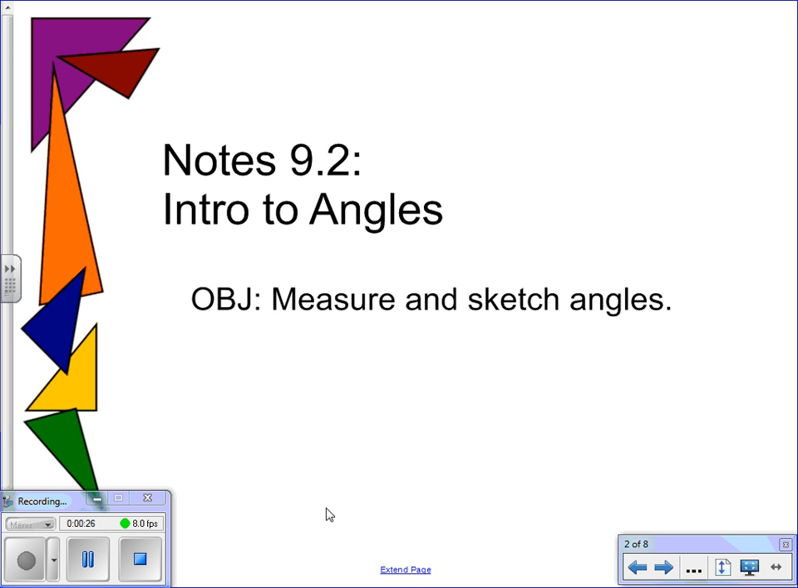So we're going to just do an introduction to angles, how we want to graph them, how we can label them, those types of things. There's going to be some similarities to geometry, but there are lots of differences from angles in geometry to algebra too. That's what we want to concentrate on.